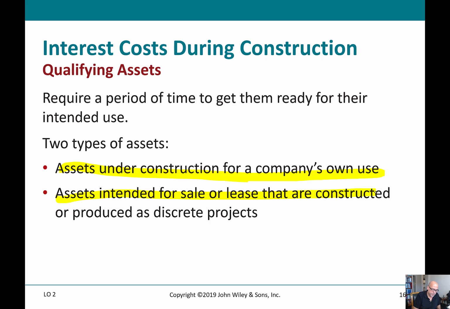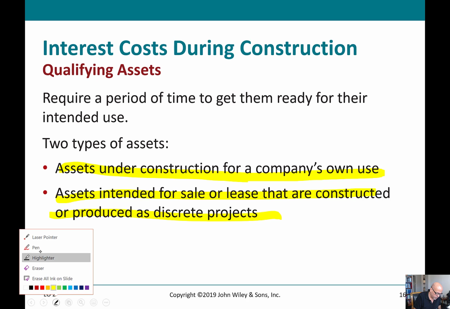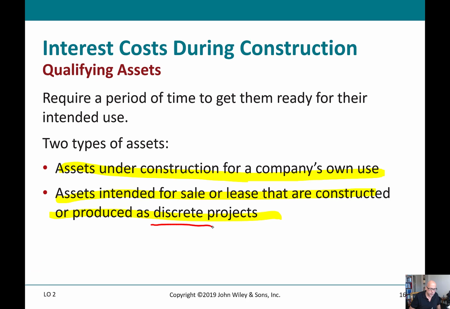Or assets intended for sale or lease that are constructed as part of a discrete project. Okay, so what that word discrete is trying to say to you is, hey, it's not that you borrowed money to routinely manufacture 20 million pens that you can sell to whoever. You can't capitalize that sort of interest as part of your cost of inventory.